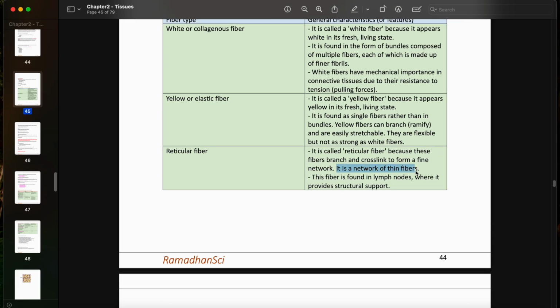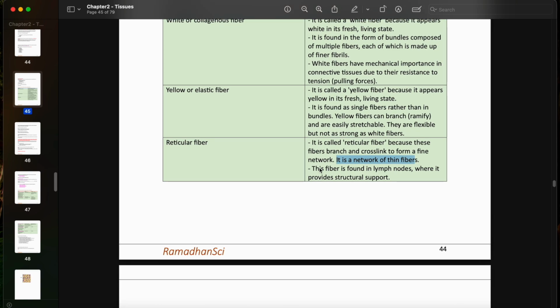So it is a network of thin fibers, and this fiber is found in lymph nodes. So this is the location. It is extremely important, okay? The lymph nodes, where it provides structural support. So we already have the function and the location of the fiber.